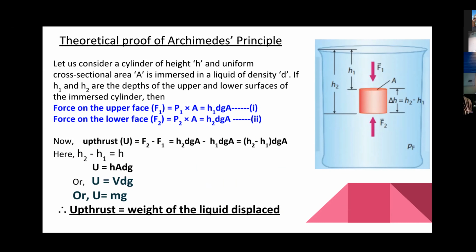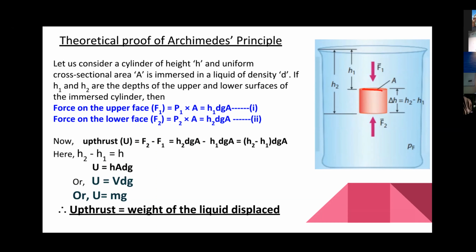Now let's move ahead. Let's move on to the process: how are we going to find the formula of upthrust, that is U equal to Vdg, or prove Archimedes principle theoretically. Let's write the pressure on the upper face.